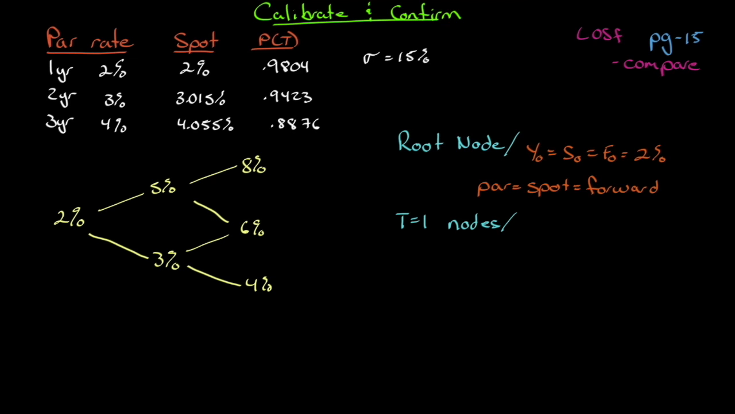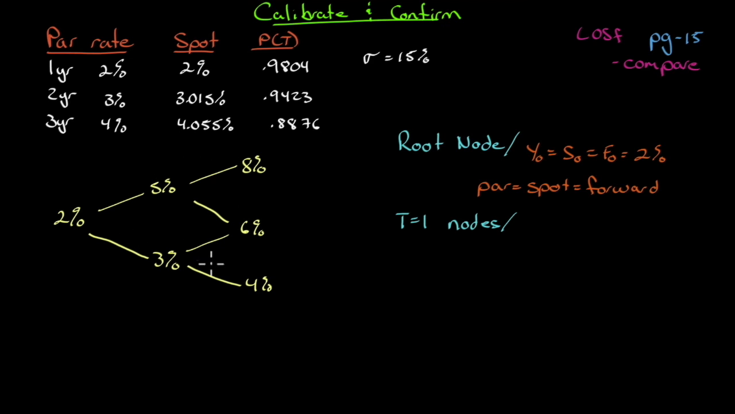So here's our par rates that were given, 1 year, 2 year, 3 year. From that, we can derive these spot rates, a 2%, 3.015, and a 4.055. We can find the price of each of these. These are discount factors, recall: 0.9804, 0.9423, 0.8876. These are assuming a 1-year zero, 2-year zero, 3-year zero, and our volatility is 0.15. So rather than price out the par, we're going to price out the spot now. We're going to price out zero bonds and just see if that's any different, and it really isn't that different.